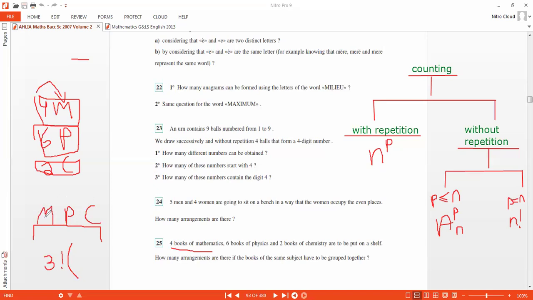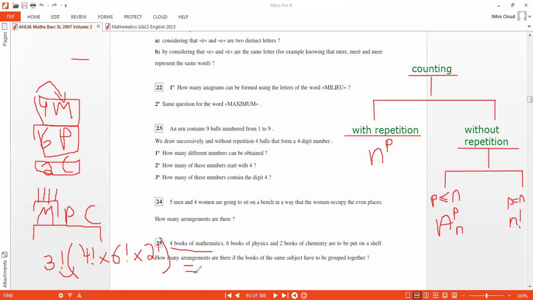Later on, suppose I put them in this order: math, physics, chemistry. We have 4 books of mathematics, they need to be beside each other, okay? These books also can be switched as long as they are beside each other. So the math books alone are 4 factorial. The physics are 6 factorial. And the chemistry are 2 factorial. But all of them are multiplied by 3 factorial regarding their subject.